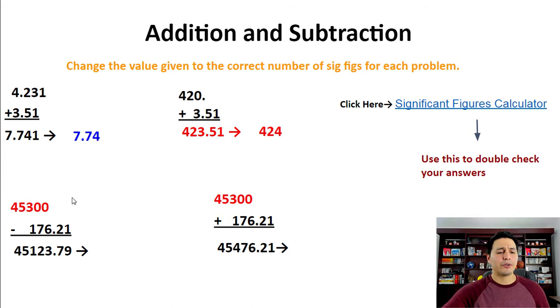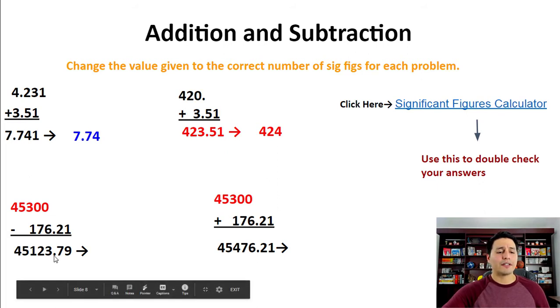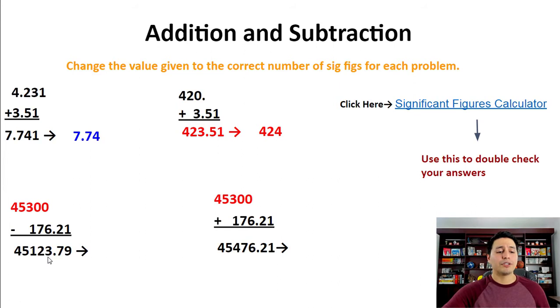Next, we got 45,300 minus 176.21. Now, in this case, there is no decimal point present at all, so we round to the closest whole number. So we're going to end our answer right here at 45,123. But we're going to stop at the 3, and we're going to see if the next number is going to round it up or not. In this case, it does. So our final answer is going to be 45124.